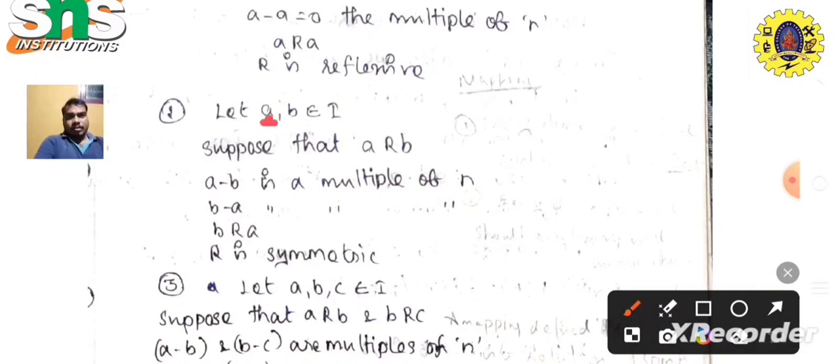A, B are two integers in the set of integers I. Suppose that A is related to B, which means A minus B is a multiple of n. So B minus A is also a multiple of n. So B is related to A. Therefore R is symmetric.